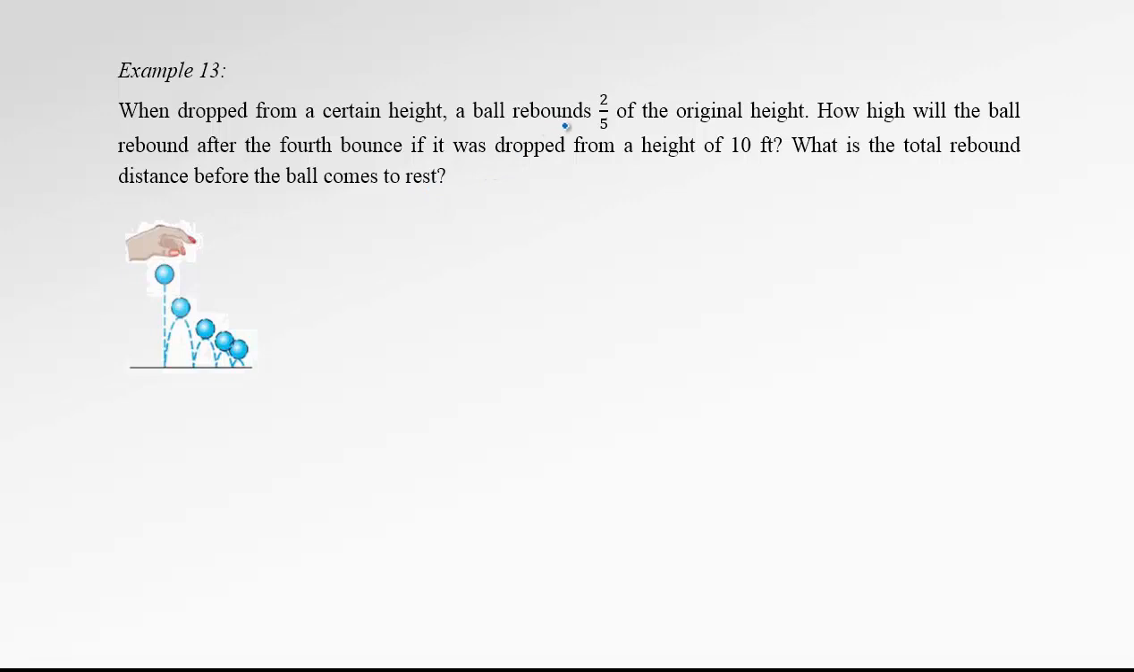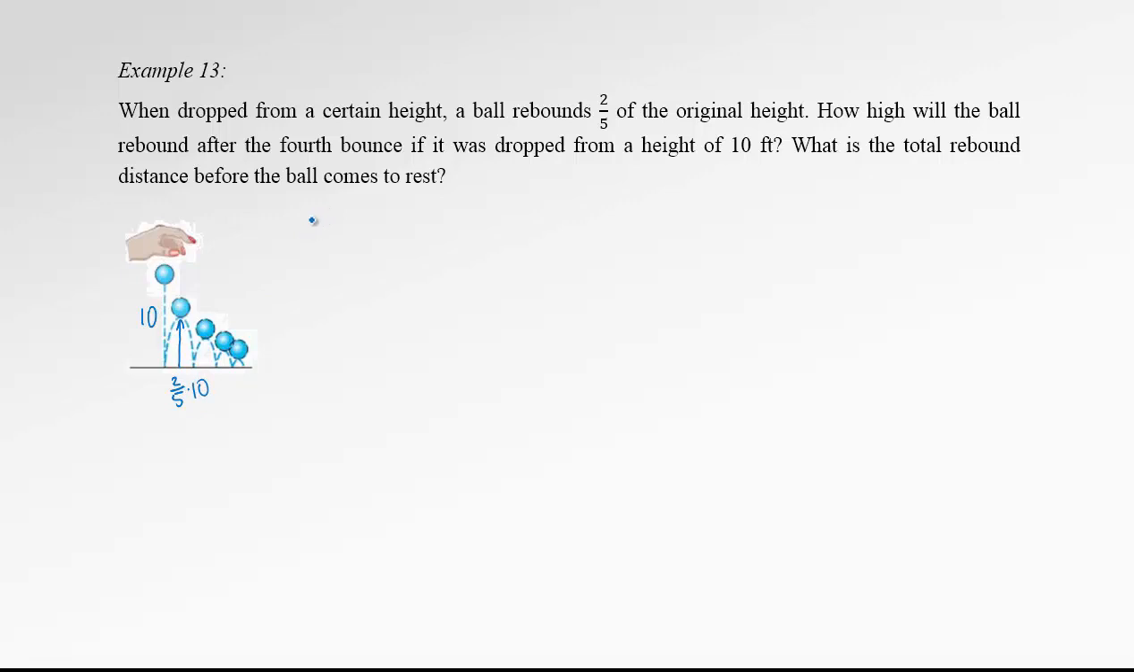Well, let's picture out the situation first. We drop the ball from the height of 10 feet. So let's say on this diagram, the first distance, this distance, will be 10 feet. Okay? And then the ball rebounds 2/5 of it. So it rebounds up to here. This distance is 2/5 of the original distance, so 2/5 of 10.